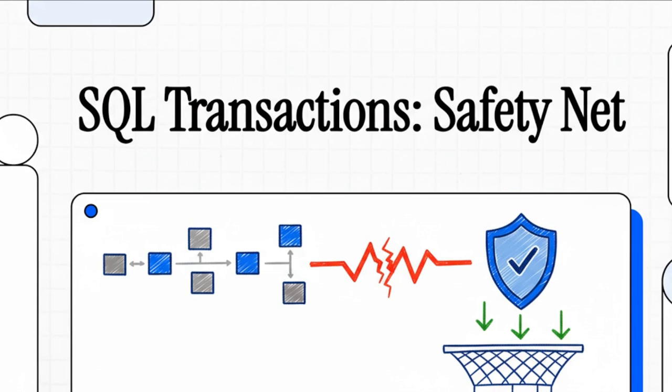That gives database developers nightmares. What happens when a critical operation, like a payment or a user signup, fails halfway through? Well, a single error could leave your entire database in a tangled, corrupted mess. So today, we are diving into the essential safety net that prevents this chaos, the SQL transaction.